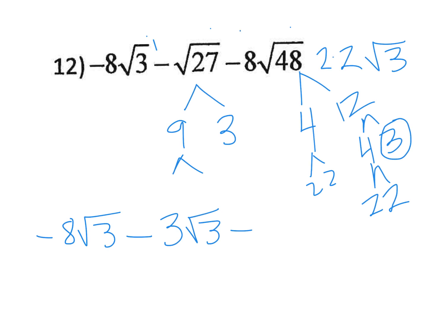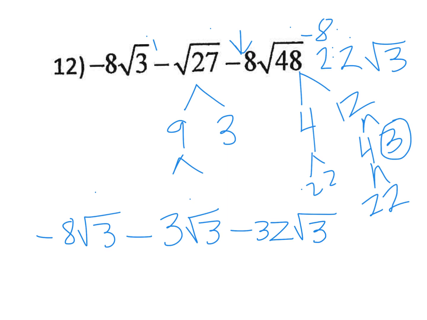But I don't want to forget about the original negative 8 that was also outside the house. I multiply the negative 8, the 2, and the 2. It comes out of the house as a negative 32 radical 3. All right, so notice now I have all matching radicals.